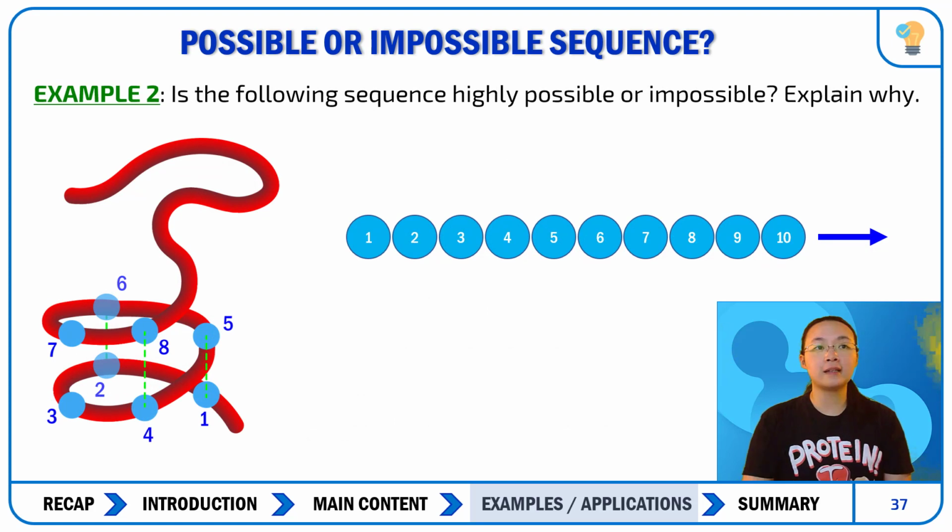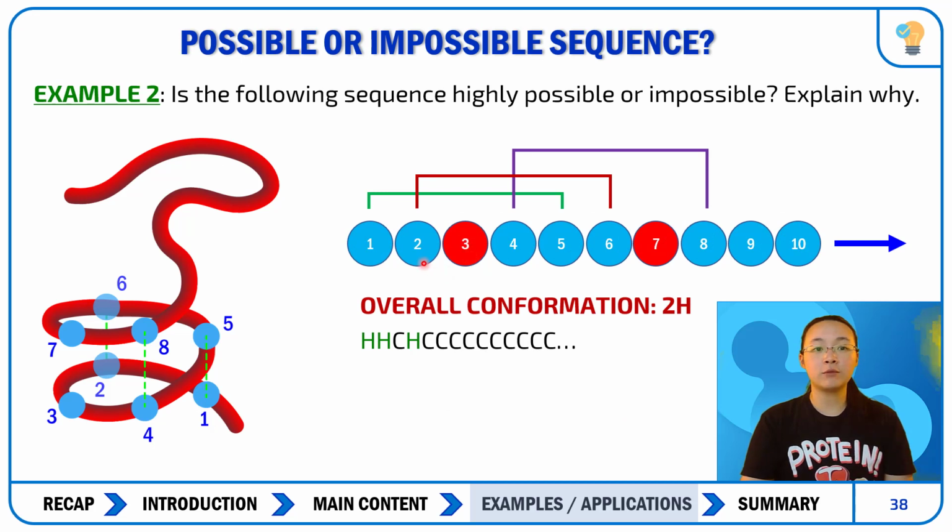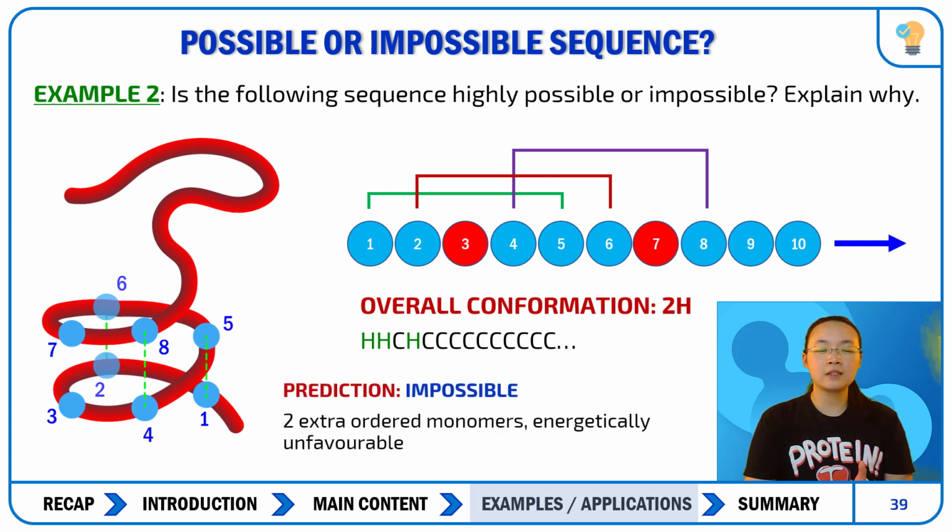Let's take a look at a second example. We now have 1, 2, skip 3, and 4 that are hydrogen bonded above. And we can fill in the information like we did before. So we're left with 2 red circles, which represent intermediate monomers that are energetically unfavorable. So in this case, can we determine whether this is more energetically unfavorable than the previous conformation? Looking at this, we already know it's an impossible sequence.